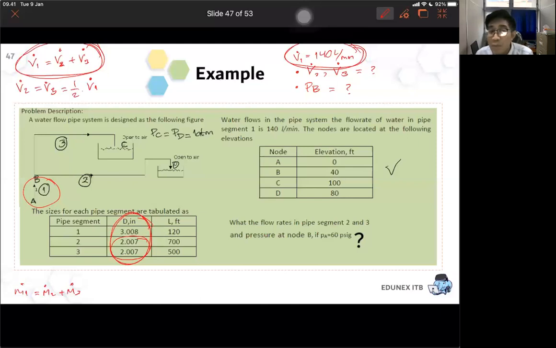But how if the diameter is not the same? Harus di ratio ya, sir. Yes, then you need to take the ratio of the diameters of each pipe.